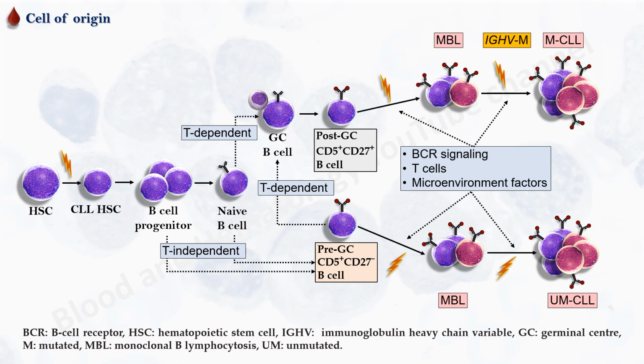CLL is subclassified into cases expressing a mutated B-cell receptor, MCLL, and a more aggressive subtype with an unmutated B-cell receptor, UMCLL. It has been suggested that UMCLL originates from naive CD5-positive B cells regularly present in healthy humans. Rare memory CD5-positive CD27-positive B cells have been proposed as the cell of origin of MCLL.